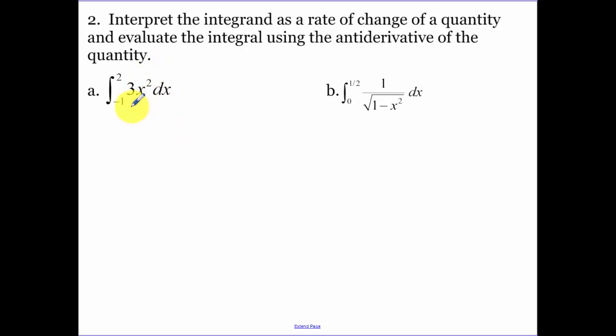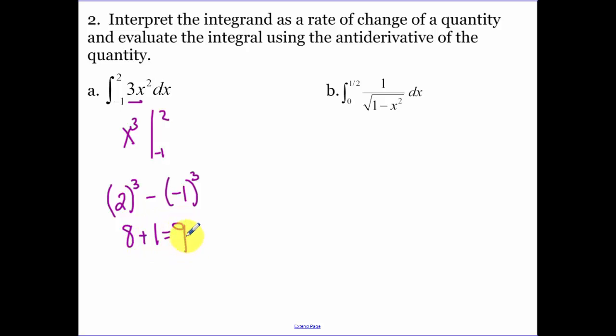So first thing, let's figure out what the antiderivative of that is. The antiderivative, I add 1 to the exponent, and take 1 over that new exponent, and I'm going to evaluate that from -1 to 2. Meaning I'm going to evaluate x to the third, 2 to the third minus -1 to the third. So that's 8 minus a -1, so that's going to be 9.